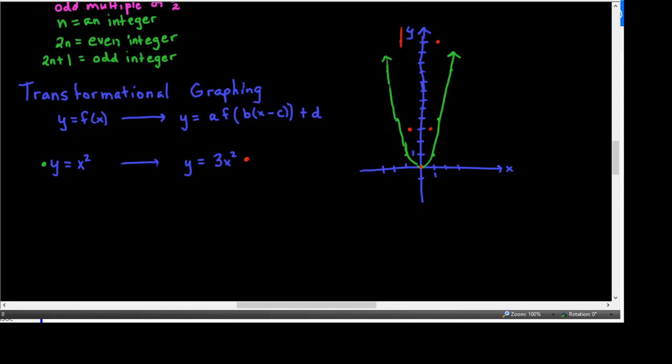And so that has the effect of stretching the graph vertically. For each x, the y-coordinate is now 3 times as far from the x-axis compared to the original one. So this stretches the original function vertically by a factor of 3.